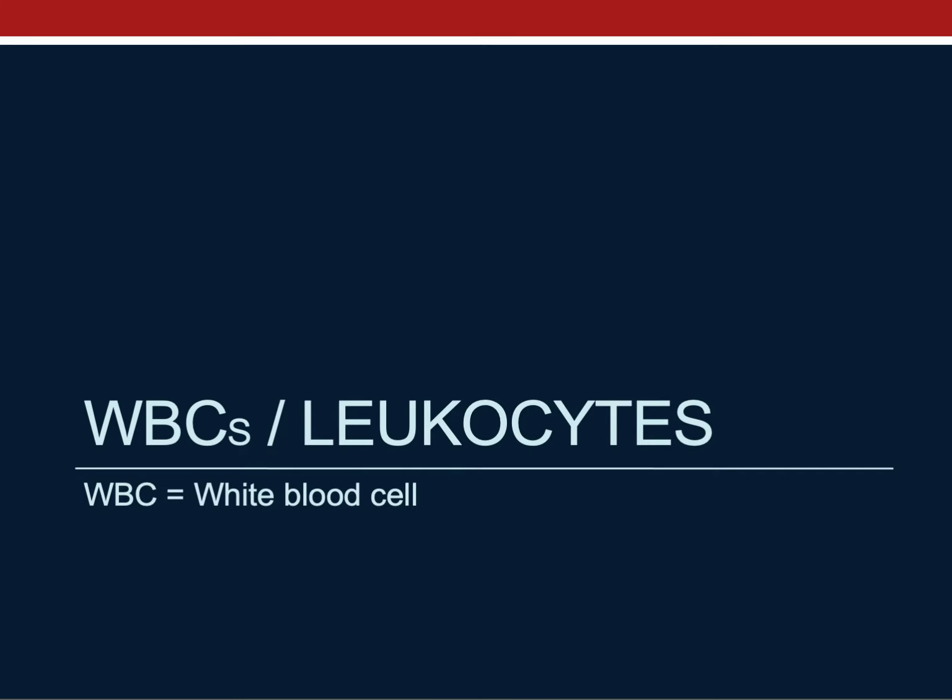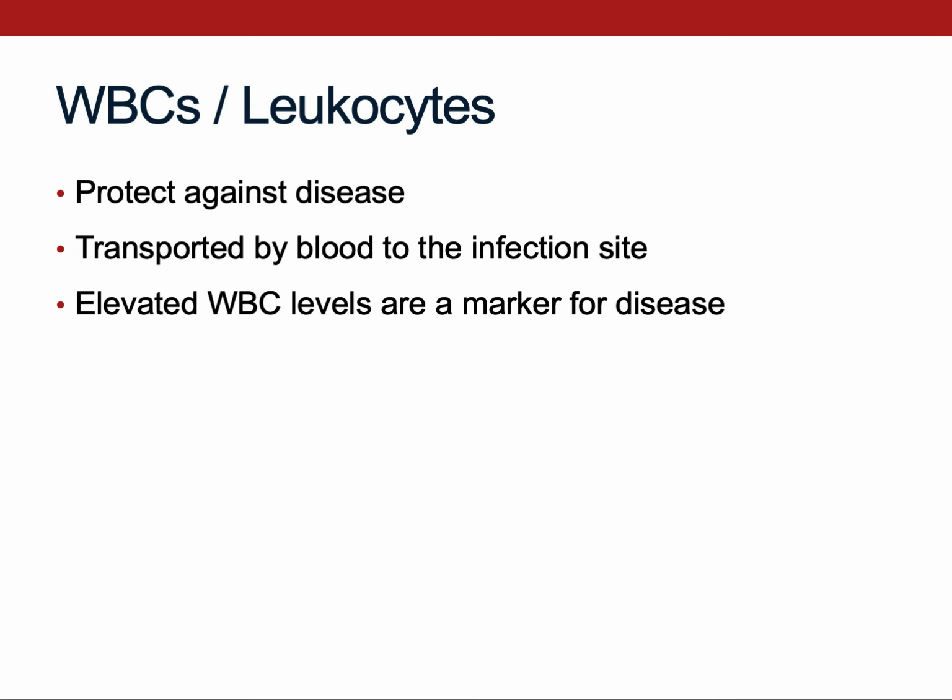Next, we move on to white blood cells, or leukocytes. Again, cyte means cell, and leuko means white, so these are white blood cells. White blood cells help protect us against disease. They're transported by the blood, by the plasma, to the infection site when they're needed, but they're always circulating around in our body. When we need more, our hemocytoblasts, which are our blood stem cells, will differentiate to form more white blood cells. So if you get blood work done and there are elevated white blood cell levels, it is a marker for disease.